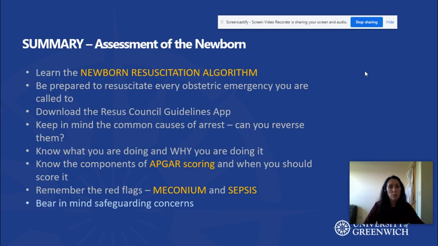Know your APGAR score, 1 minute, 5 minute. And if you're there for longer, you're supposed to do it every 5 minutes after that, so at 10 minutes, 15 minutes, etc. So constantly count up your APGAR scores. If they're differing, that would be a bit of a red flag. Not if they're improving and they come to 10 points, that's okay. But if they start off at 10 and then they fluctuate a little bit, you need to keep doing it. Remember the red flags: meconium, sepsis, dehydration as well. And keep in mind safeguarding concerns.